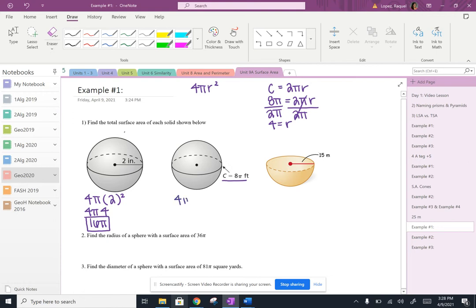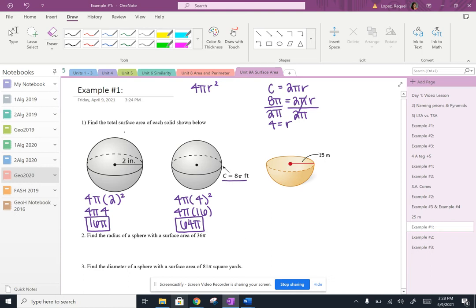So I'm going to have 4 pi times 4 squared, because now I can plug it into the formula. And that's going to give me 4 pi times 16. So 4 pi times 16 is going to be 64 pi. And this is the total surface area of this sphere.